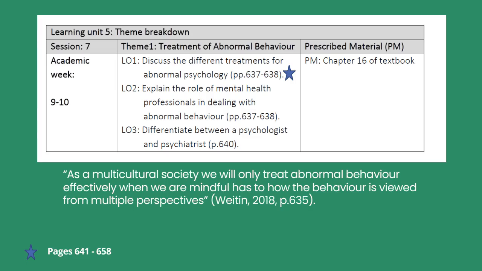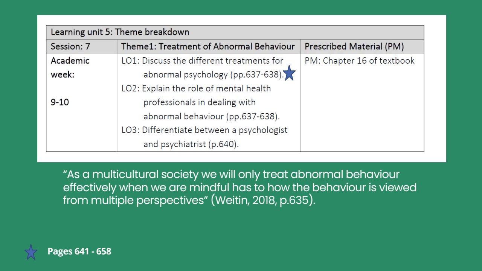When we look at our module outline, it's only got 3 learning outcomes here. The one is to be able to discuss the different treatments for abnormal psychology. And I've put a star there because I think the page numbering in your module outline is incorrect, but you'll figure that out yourself in the textbook. So it's actually pages 641 to 658. So we do that. We look at the role of different mental health professionals in dealing with abnormal behaviors, as well as making sure we understand what the difference is between a psychologist and a psychiatrist.